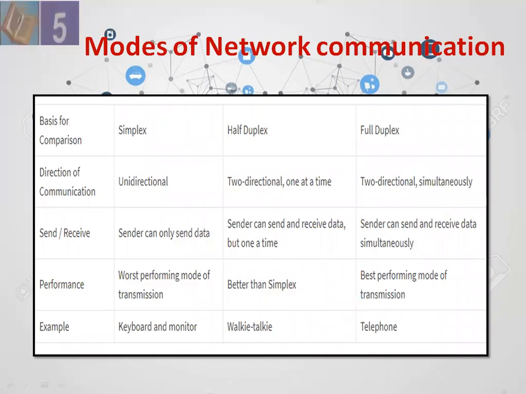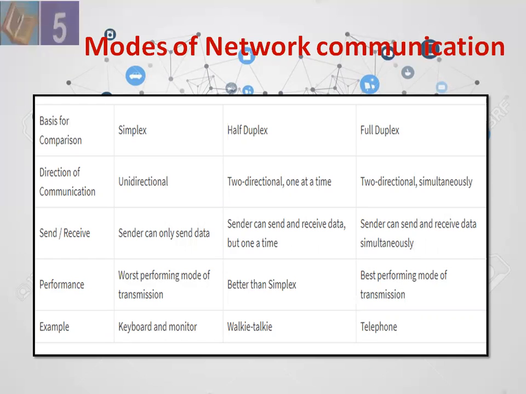Modes of network communication: to differentiate between all these modes, we can compare on the basis of simplex, half duplex, and full duplex. Direction of communication: in simplex, this is unidirectional. In half duplex, two directional, but one at a time. Full duplex, two directional simultaneously. Then send and receive: the sender can only send data in simplex. But in half duplex, the sender can send and receive data, but one at a time.